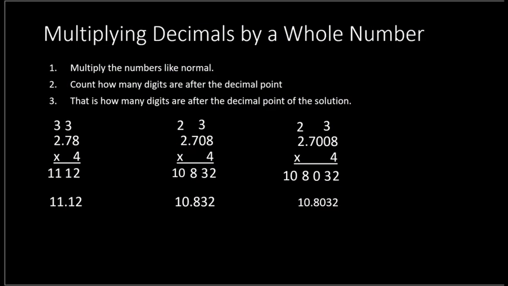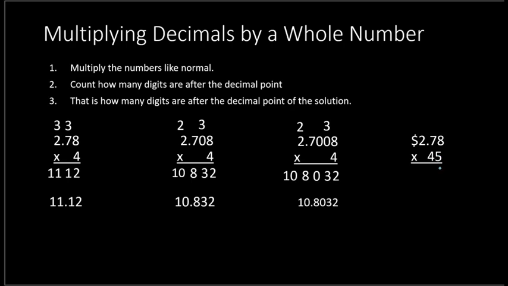I know I said one more example, but let's actually try one more. And this one is with a number multiplied by a 2-digit number. So we have 2.78 times 45. So when you multiply like you normally would, you take the 5, multiply it by the 8, 7, and 2.